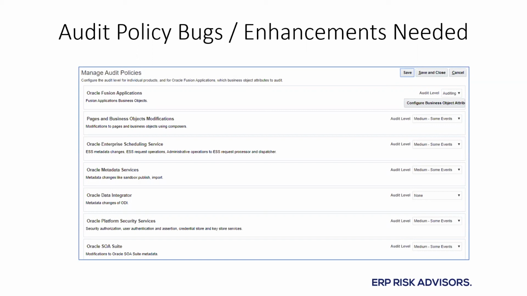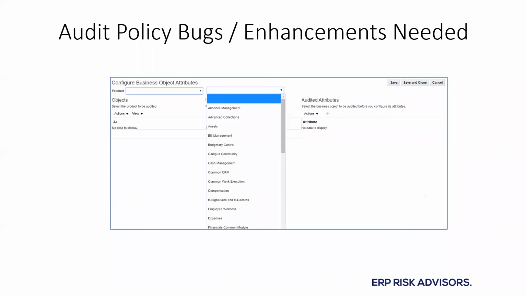The second category of audit policies are those that can be enabled through the configure business objects attributes. Here are the various modules that have audit policies throughout the HCM and SCM and financials modules. Enabling and disabling these audit policies would also need to be audited. This is where the second new audit policy is likely needed. We recommend logging an SR for this enhancement as well.